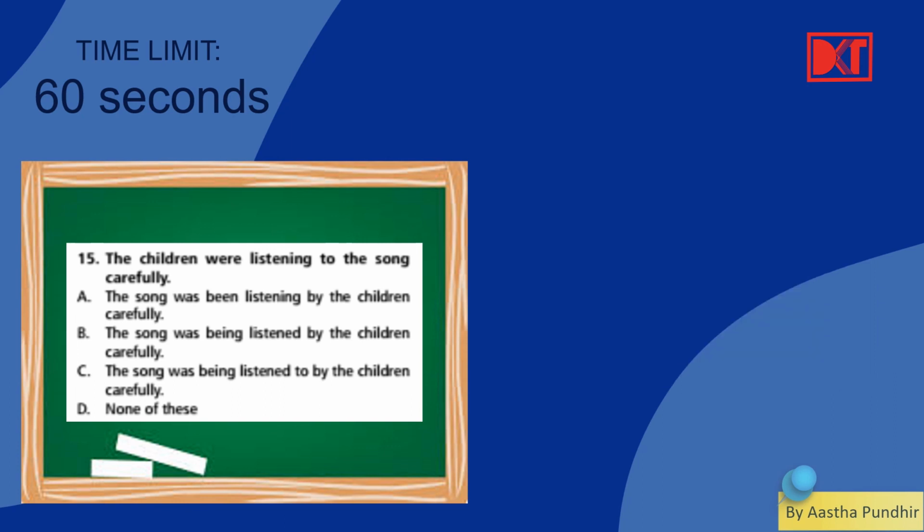Okay, here we have the children were listening to the song carefully. The children is the subject, were listening is the verb, then song is the object. So let's change. The song was being, here listening changes to the V3 form, listened, was being listened to by the children carefully. Okay, so the correct answer is C. The song was being listened to by the children carefully.